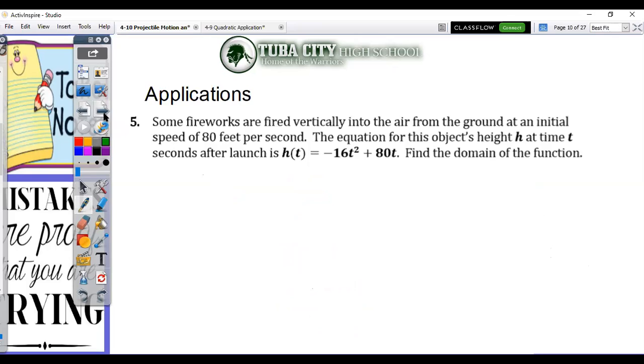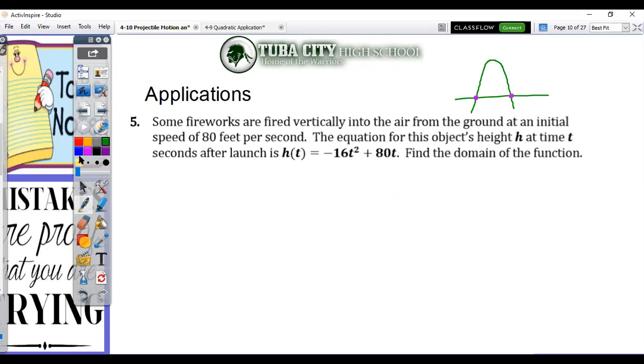All right, now this next question I have a bit of a problem with, because here it says fireworks fired vertically in the air at 80 feet per second upwards. The object's height and time is modeled by this equation. Find the domain of the function. And I don't really like this because in the domain, remember, domain is up and then down. So domain is time from launch to time recovered on the ground.